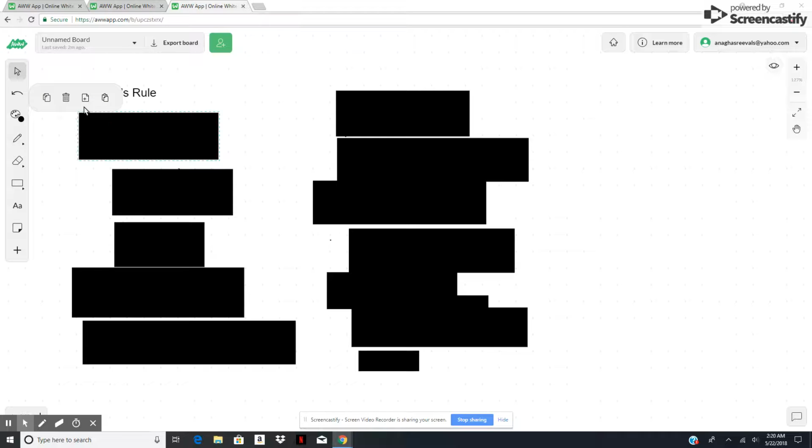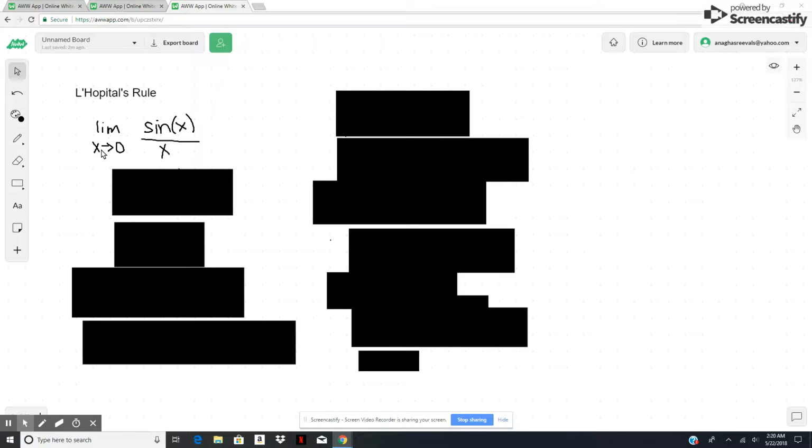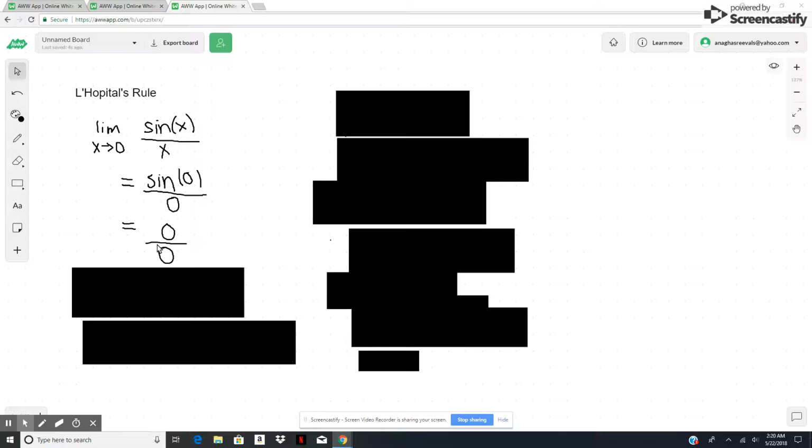So for example, we have the limit as x approaches 0 of sine of x over x. When you evaluate this, you end up getting sine of 0 over 0, and sine of 0 is 0. The 0 over 0 is an indeterminate form, which means this is not how we can evaluate this limit.